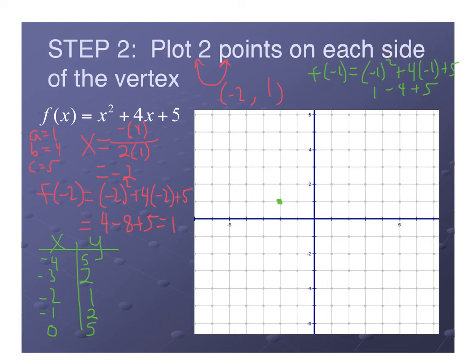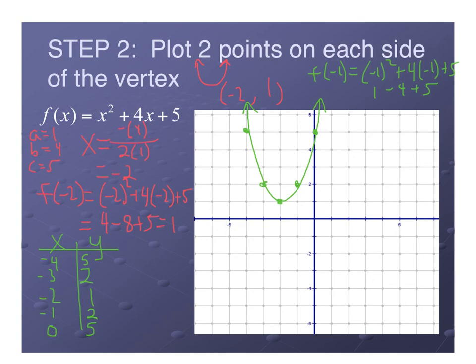So I have negative 2, positive 1 for my vertex. I have negative 1, positive 2 for my next point. And then I have 0, 5. And then over here I have a very symmetrical looking graph. That's excellent. Connect our dots with a nice curvy line. This is not a V like an absolute value. If you do that, you're going to lose points. We've got to have a nice curve to it.